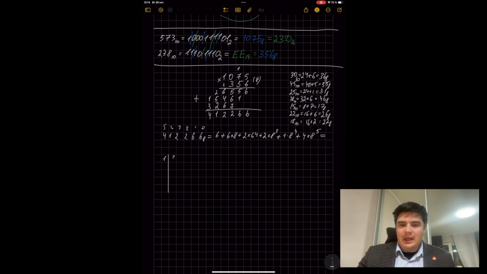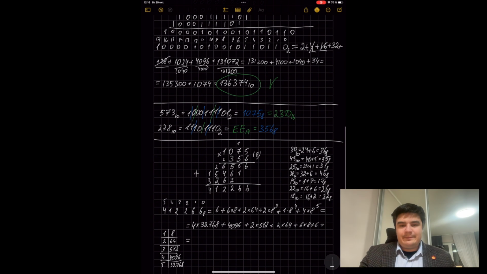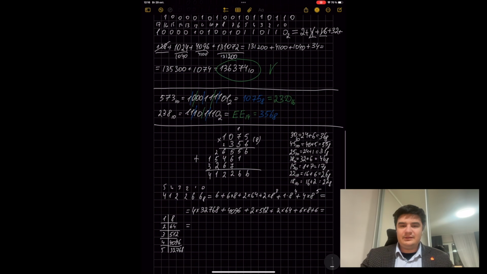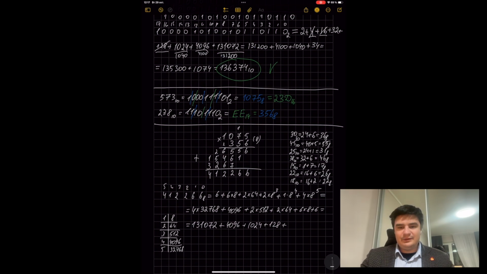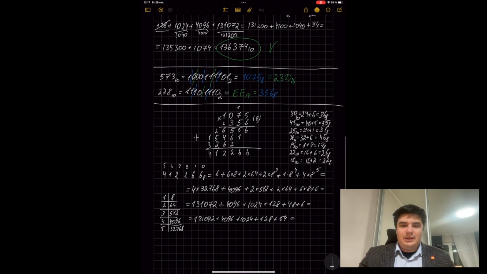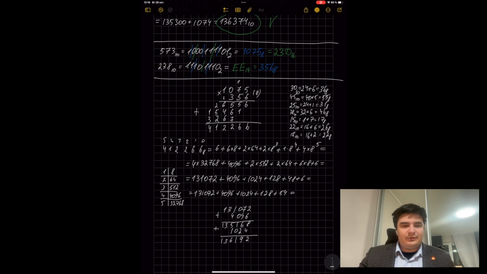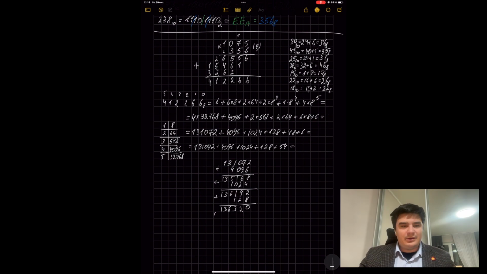To verify, we'll convert this octal result to decimal and compare it with the product we obtained in the decimal system. Calculating powers of 8, we find that 8 to the 5th power is 32,768. Substituting the necessary coefficients and summing them, we get 136,374, which matches the product we obtained in the decimal system, confirming our calculations are correct.